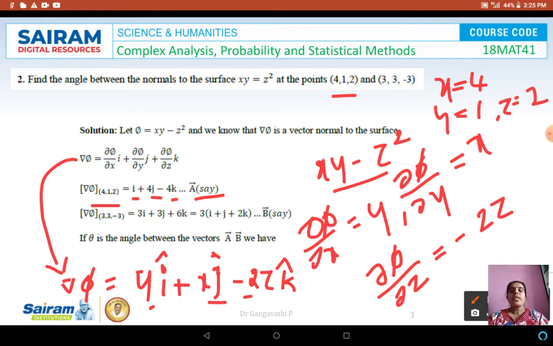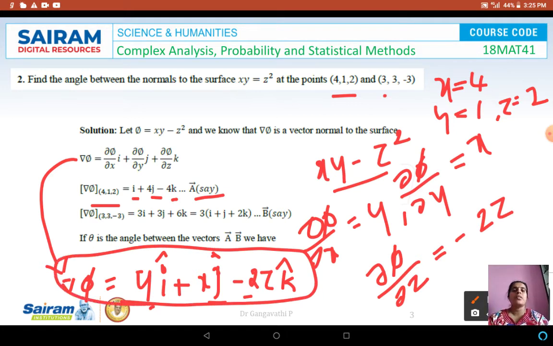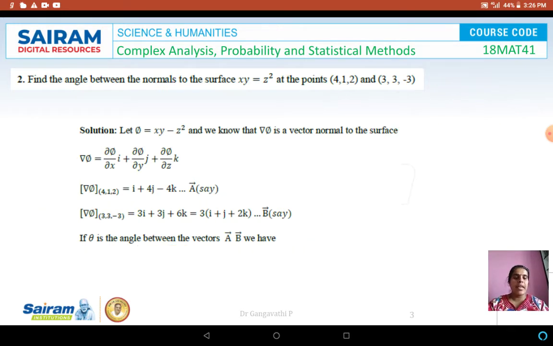Similarly, let us evaluate the same grad phi at the second point. The second point is 3, 3 and minus 3, which means x is equal to 3, y is equal to 3 and z is equal to minus 3. So let us evaluate grad phi at this point. So we get grad phi at this point is 3i plus 3j plus 6k cap. So 3 can be taken out as a common term. We have i plus j plus 2k cap. Let us call this vector as vector b.